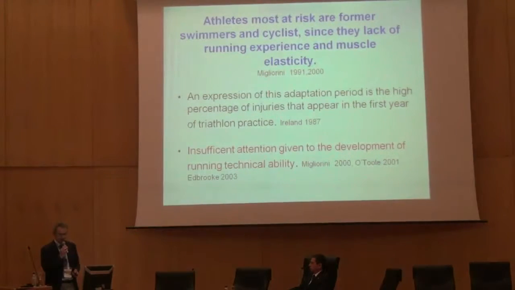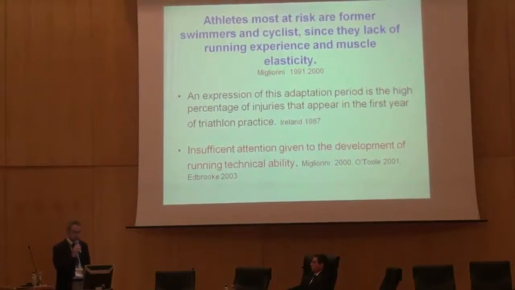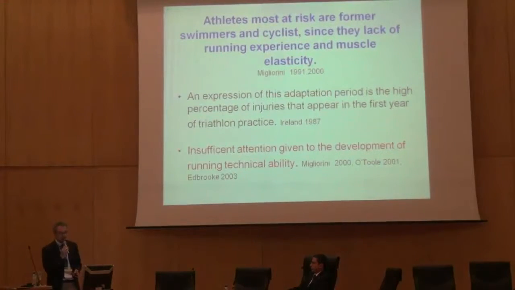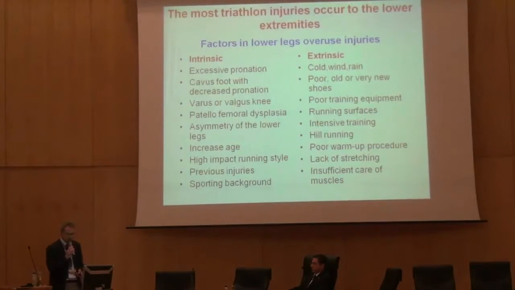We know that the athletes most at risk are former swimmers and cyclists, since they lack running experience and muscle elasticity. An expression of this is the high percentage of injuries that occur in the first year of triathlon practice, maybe for the insufficient attention given to the development of running technical ability. Most overuse injuries in triathlon occur on the lower extremity.